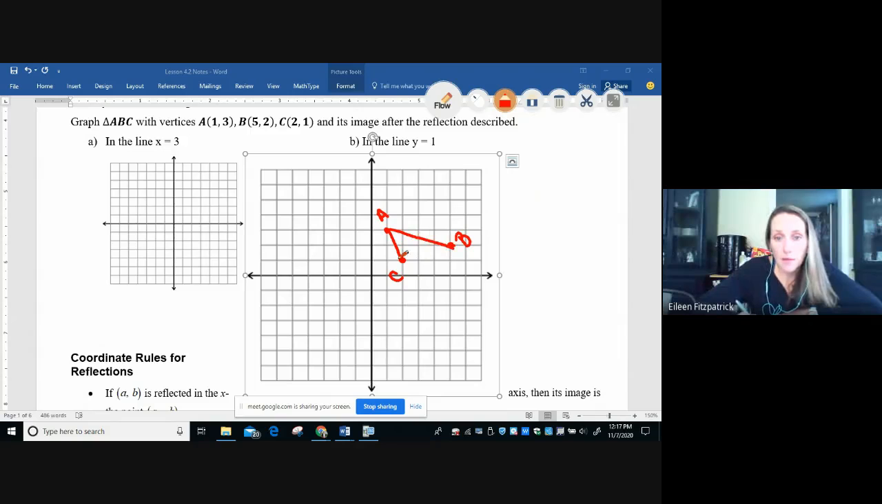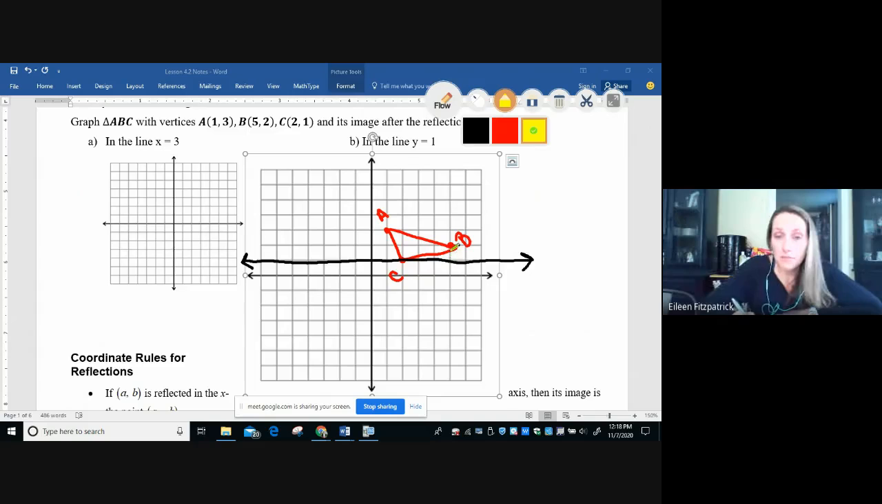This time I'm reflecting over the line y equals 1. So I'm going to go to where y equals 1, and y equals 1 is the horizontal line through 1 on the y-axis, because every point on this line has a y-coordinate of 1.